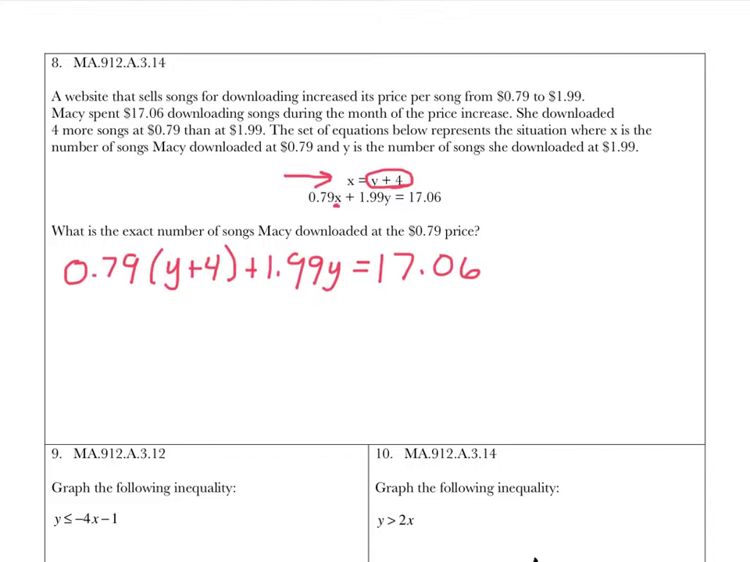So I will distribute the 0.79, so I get 0.79y. And then 4 times 0.79 is 3.16, and I will encourage you to write the leading zero. I'm talking about this leading zero because that helps you differentiate that there is a decimal there, and sometimes the decimal can get lost. So next step is to just bring down 199y.